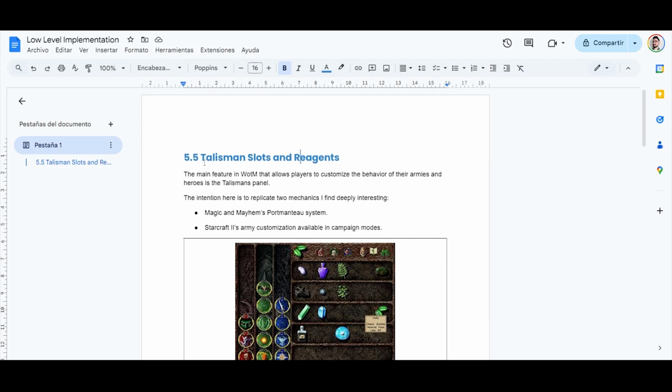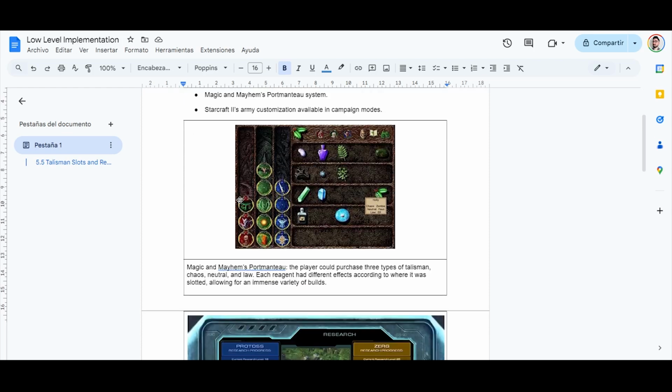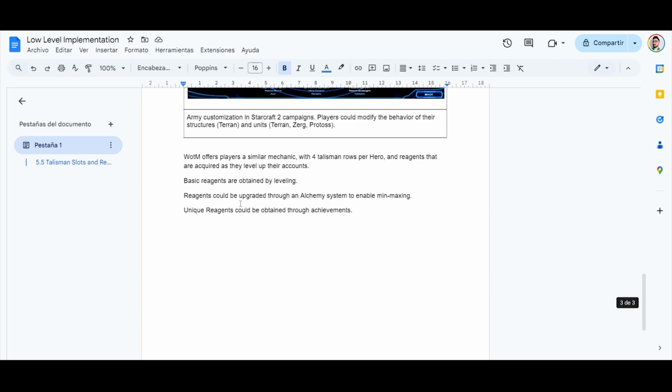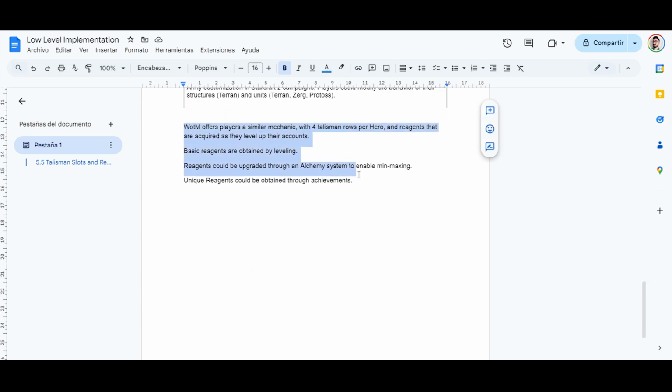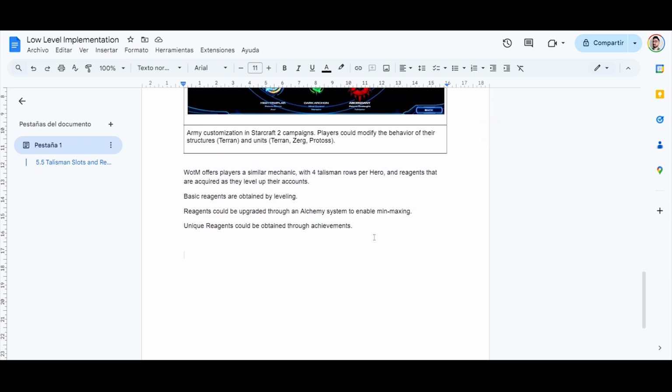As a practical example, let's pick one of our core mechanics. In my case, I want to delve deeper into the talisman slots and region system for the heroes. At the bottom of my high-level concept, I previously explained some basic stuff about the system, 4 talisman rows per hero, and regions that are acquired as players level up their accounts. Basic regions are obtained by leveling. Regions could be upgraded through an alchemy system to enable min-maxing. Unique regions could be obtained through achievements. These are the topics that we need to answer.